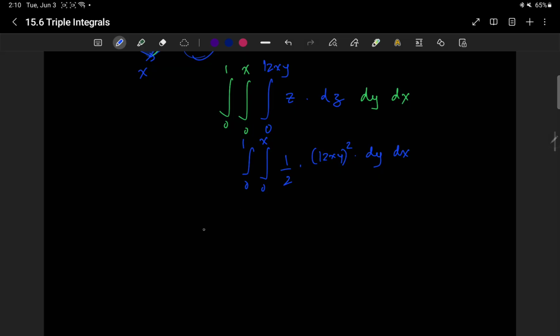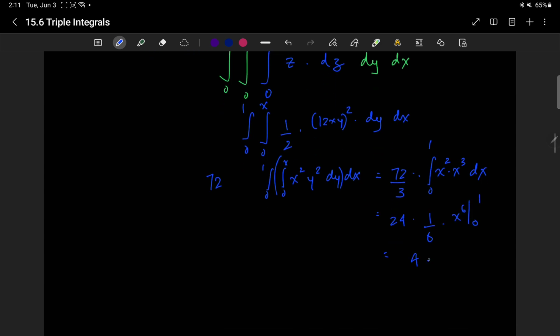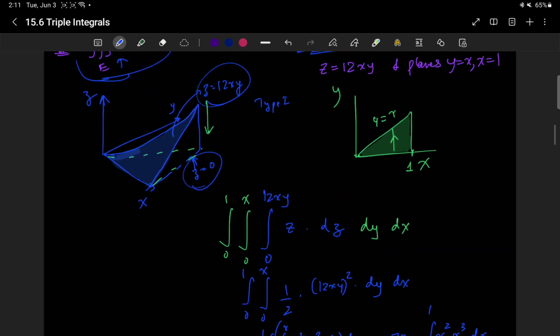So they cancel out, 144 over 2 is 72, and this becomes 72 x squared y squared dy dx, 0 to x, 0 to 1. First do the dy, that becomes 1/3 y cubed, which becomes x cubed, which becomes x squared times x cubed dx. So 24, then 1/6 x to the 6, 0 to 1. So 4 times 1, which is 4.